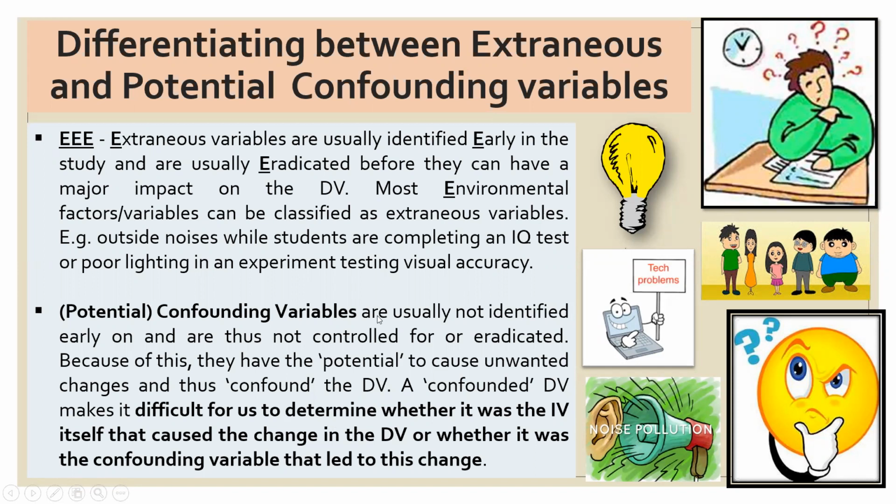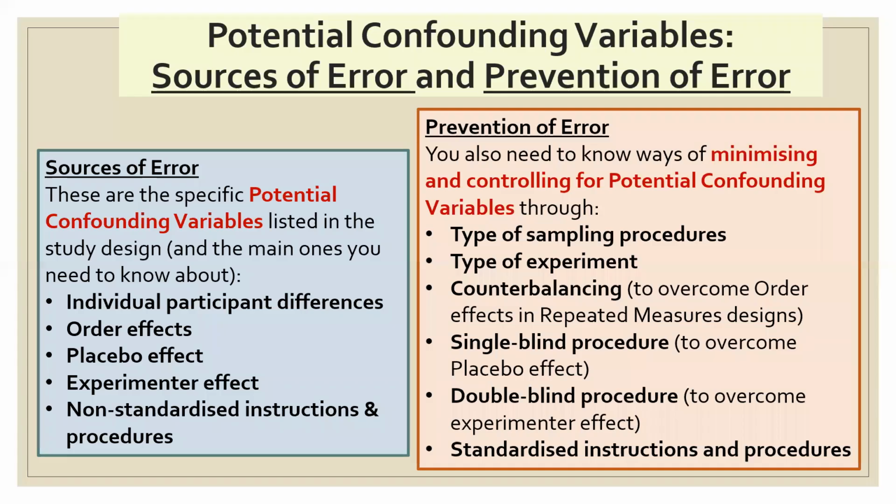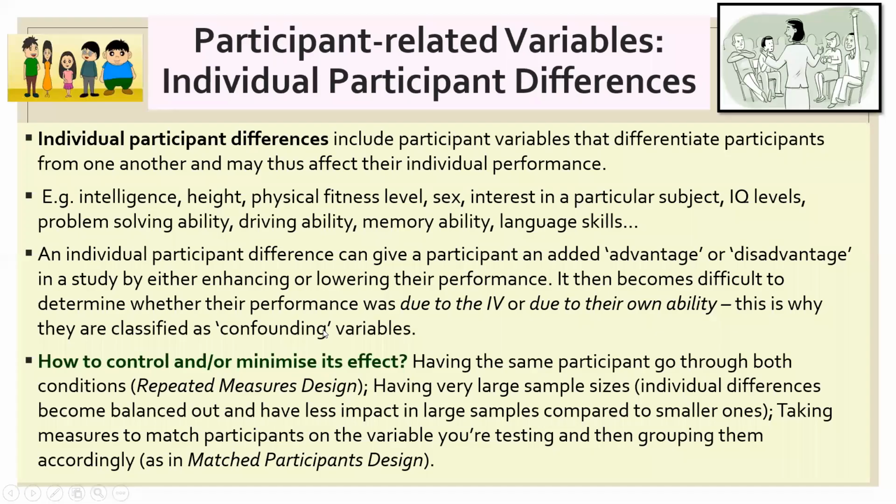Potential confounding variables: there's a specific list that VCAA wants us to know, so those are the only ones we really need to know. This is the list: individual participant differences, order effects, placebo effect, experimenter effect, and non-standardized instructions and procedures. And we need to know the ways that we control for those as well.